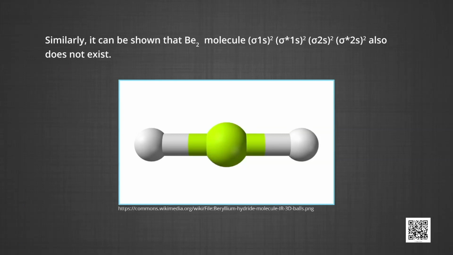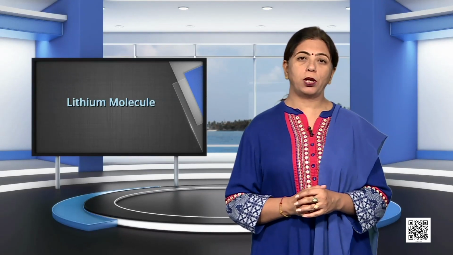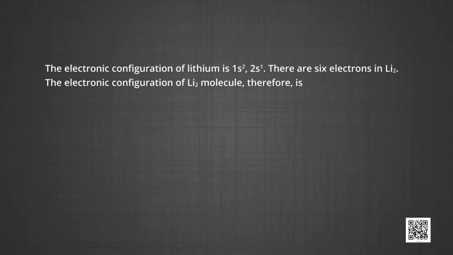Similarly, it can be shown that the beryllium molecule, with electronic configuration sigma 1s2, sigma antibonding 1s2, sigma 2s2, sigma antibonding 2s2, also does not exist. That means when we calculate the bond order, it will come out to be 0. Now, the third example, lithium molecule. The electronic configuration of lithium is 1s2, 2s1. There are 6 electrons in the lithium molecule.